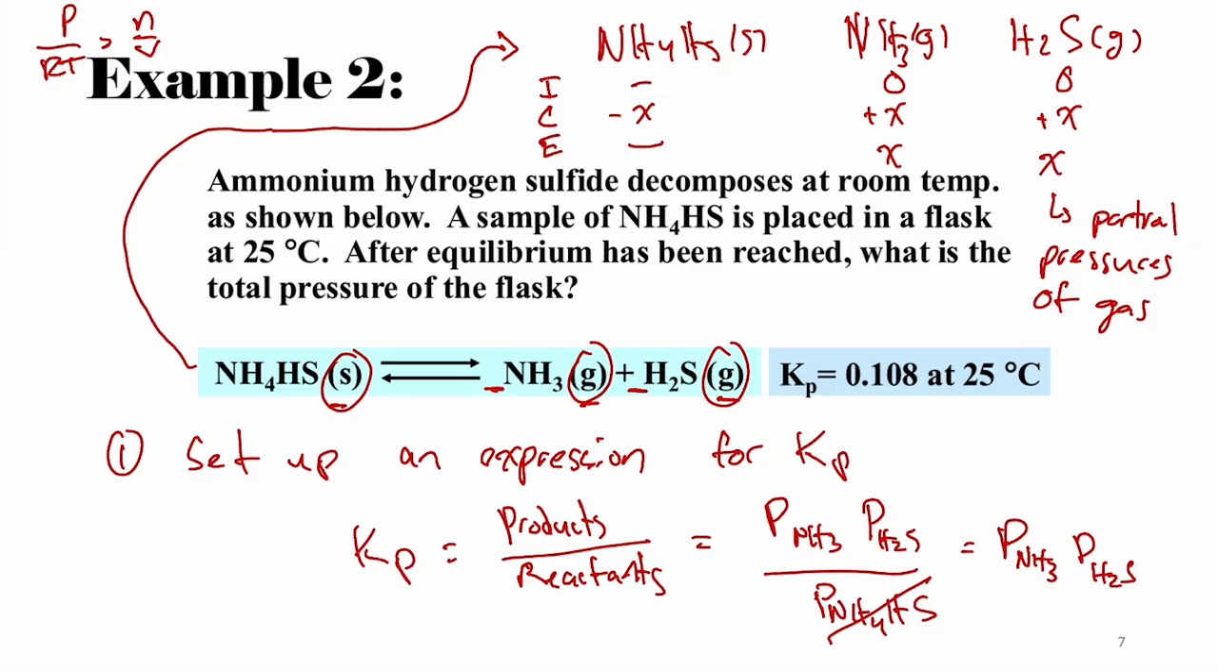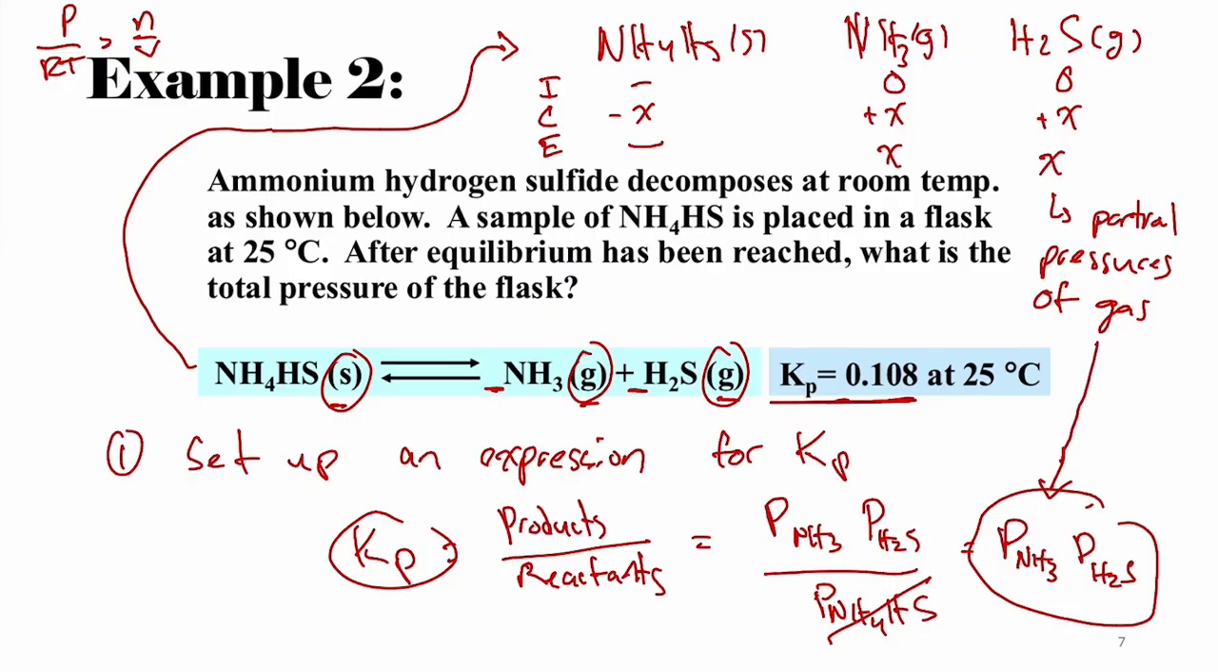And so then where do we go from here? Where do you guys think we go from here? Yeah, we have a value, right? Right here for Kp. And we have an expression, right? This is equal to Kp, and these represent the partial pressures at what? Equilibrium, right? And that's exactly what we just did with the ice table. These represent the partial pressures at equilibrium.